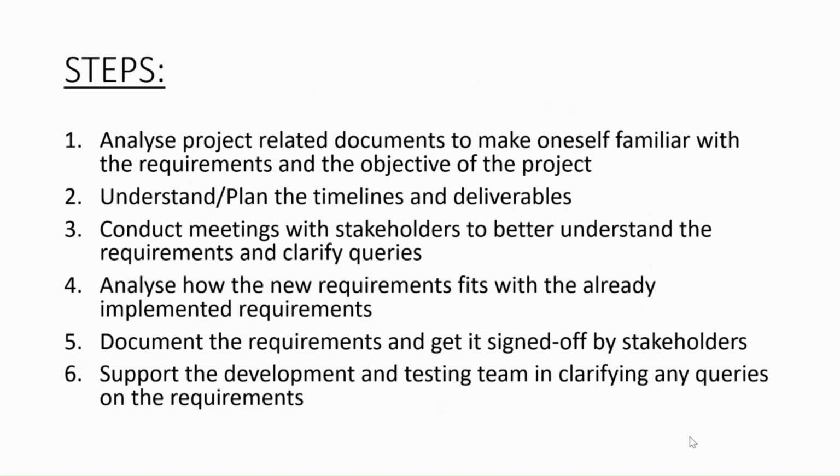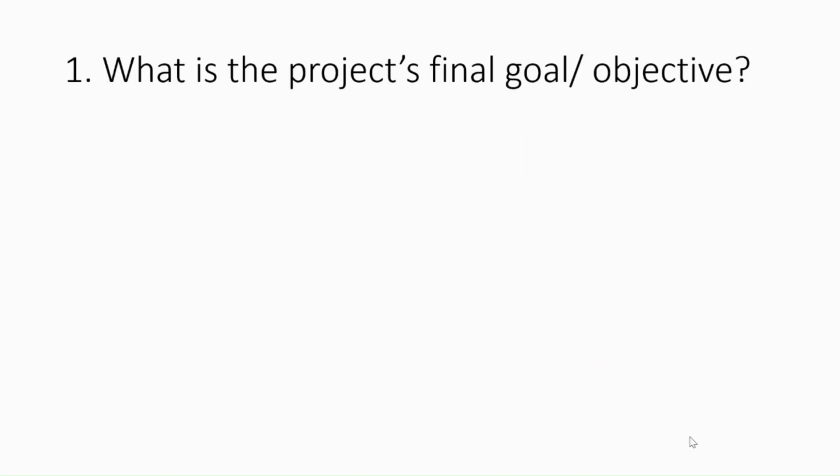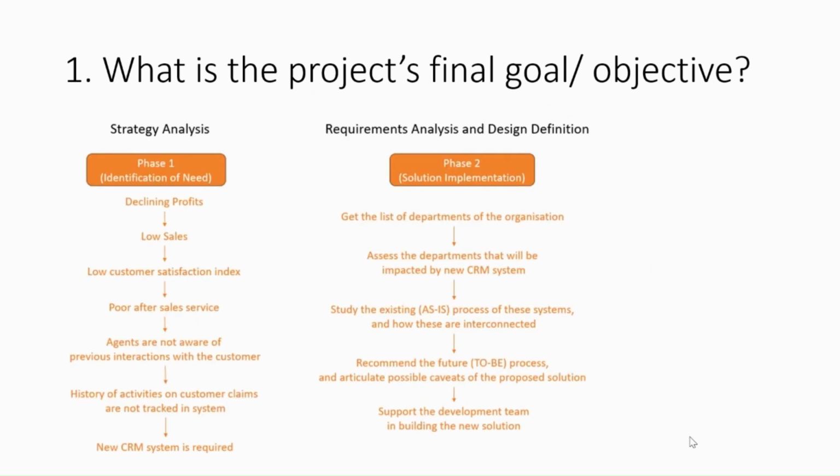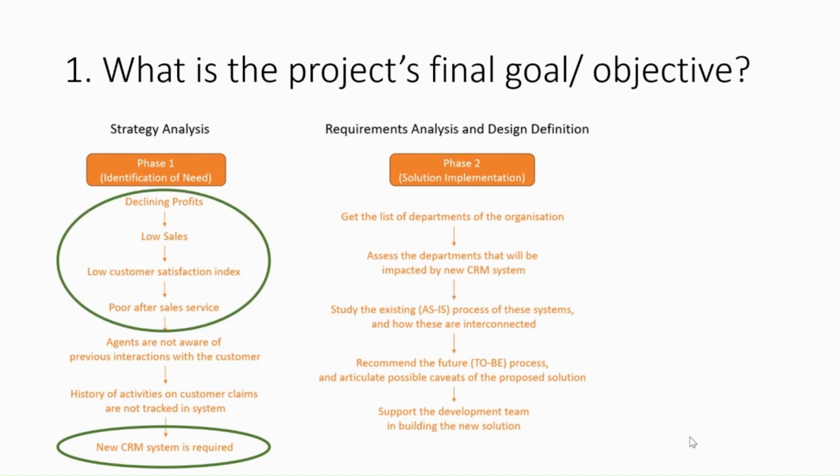Now, to understand the importance of these activities, let us start from the project objective or goal of the project. So, what is the project's final goal or objective? If we take the example which we discussed in one of the previous videos, where the company was struggling with low sales and declining profits, and where we identified that a new CRM system needs to be implemented, the final goal or objective can be considered as the implementation of the new CRM system. And this is required to bring the company back into profits.